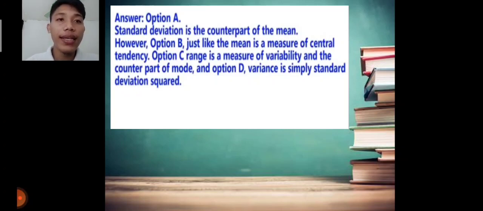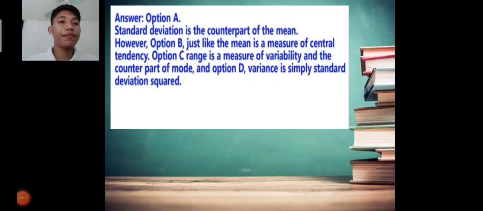However, option B, just like the mean, is a measure of central tendency. Option C is range, which I mentioned earlier, a measure of variability and the counterpart of mode. And D, the variance, is simply standard deviation squared.